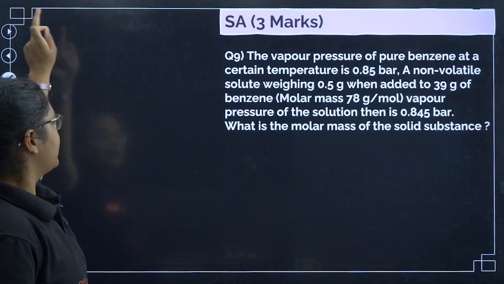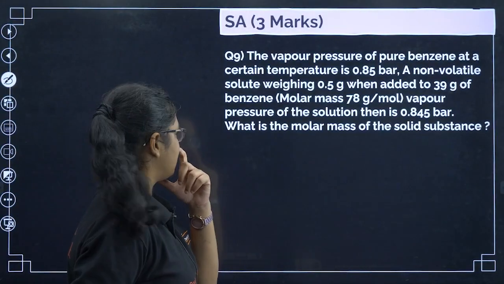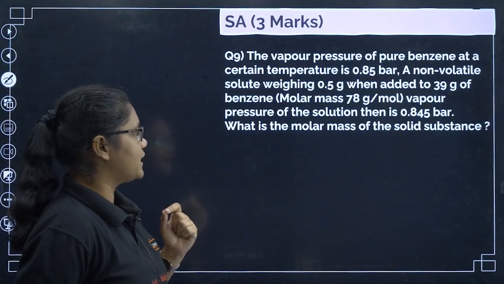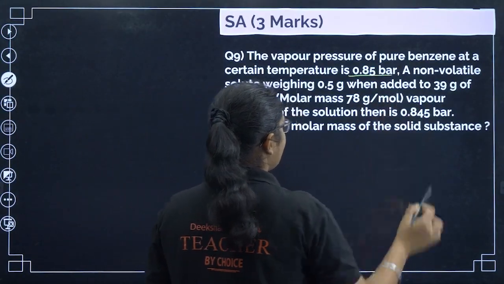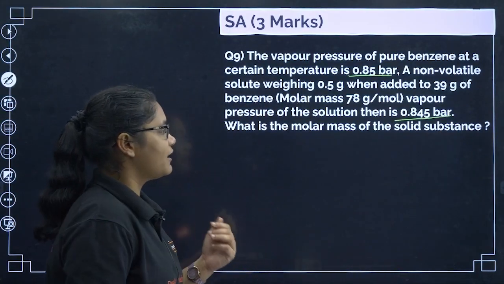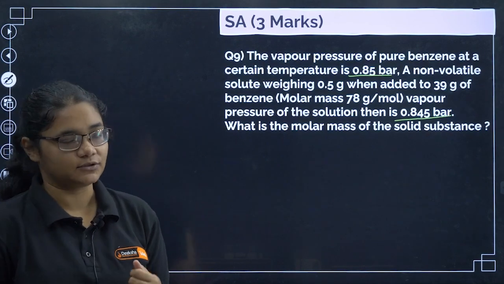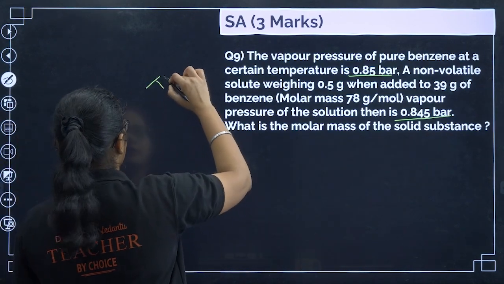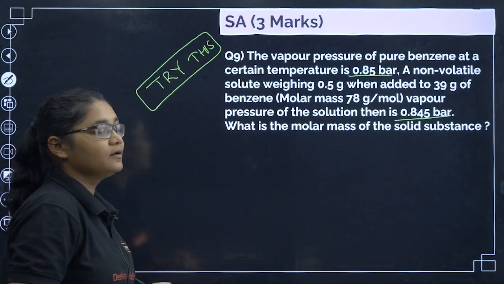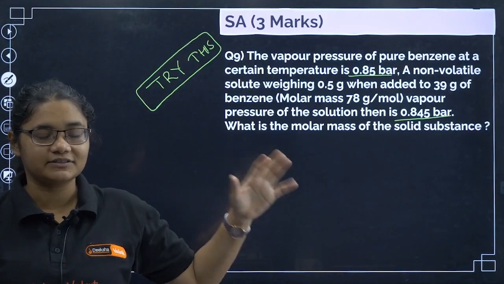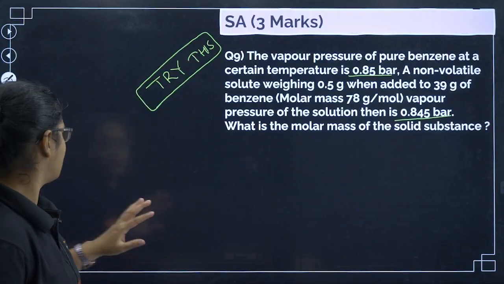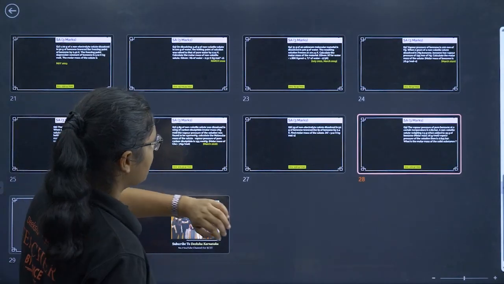Okay. Next, this is the last question of today's lecture. The vapor pressure of pure benzene at a certain temperature is 0.85 bar. A non-volatile solute weighing 0.5 gram when added to 39 gram of benzene, the vapor pressure of the solution is 0.845 bar. Now, what is the molar mass of the solid substance? I want all of you to try this question on your own, and then comment the answers in the comment section, and I'll tell you whether you have got the correct answer or not.